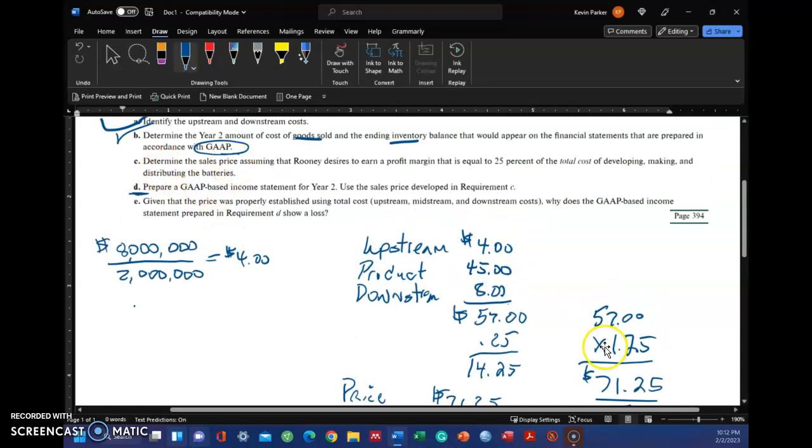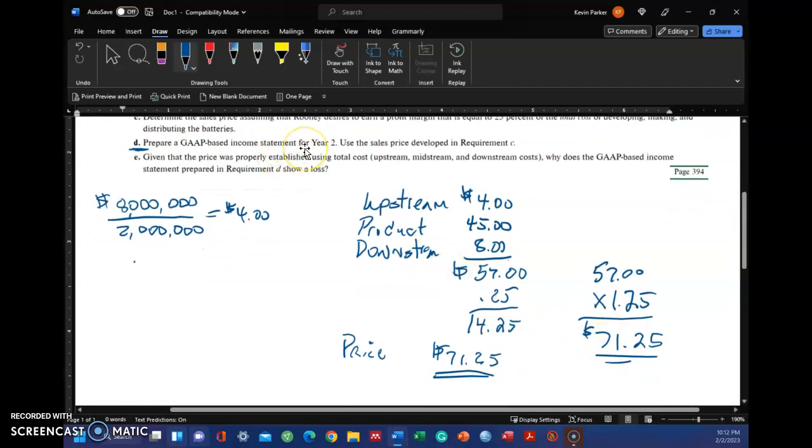So that's the price. That's what they asked us for in C. Determine the price, 71.25. Now it says, okay, you got the price, you got the cost of goods sold, you got the ending inventory cost.